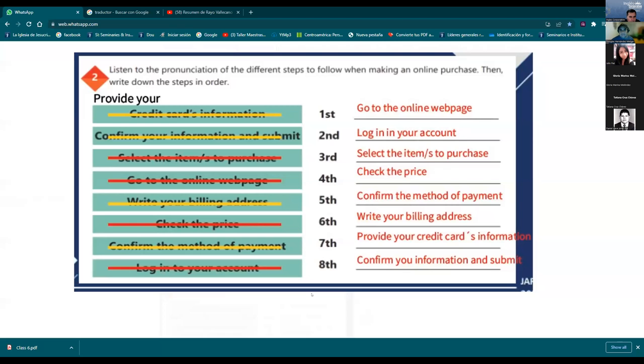Bueno, si gustan, Tati, si gustas, puedes iniciar uno cada uno y ahí nos repartimos. Go to the online web page. Okay, hello. Only one thing.